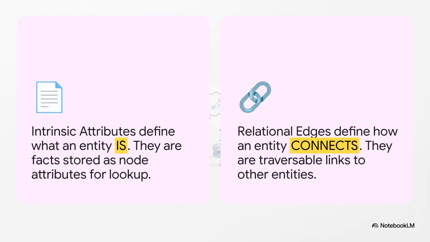And this slide lays out that core idea perfectly. On one side, you have intrinsic attributes. Think of these as the facts that tell you what something is. A person's date of birth, for example. On the other side, you have relational edges. These tell you how something connects to other things, like who a person is married to. That one simple split, it changes everything.